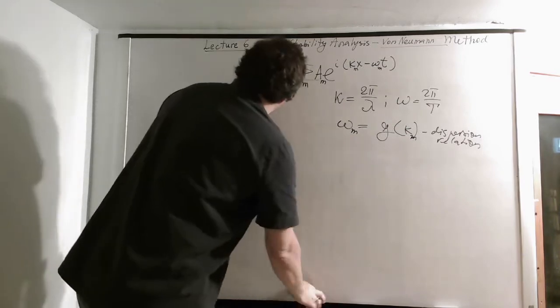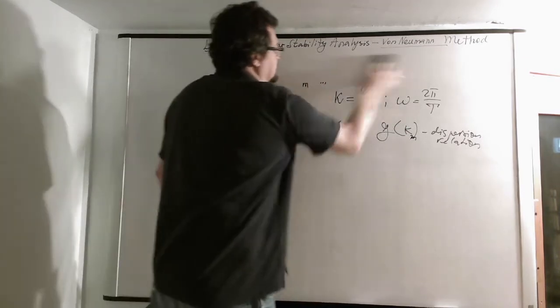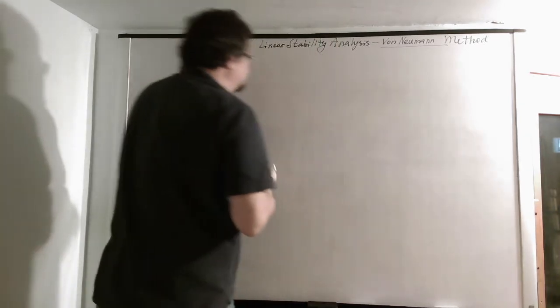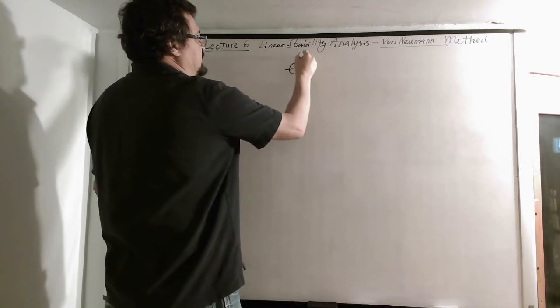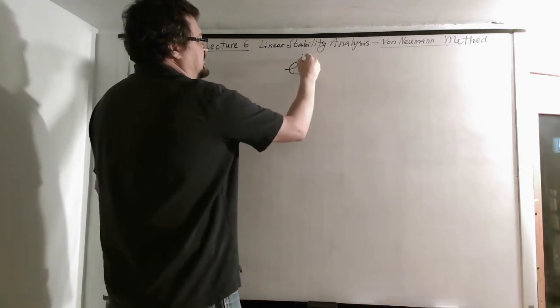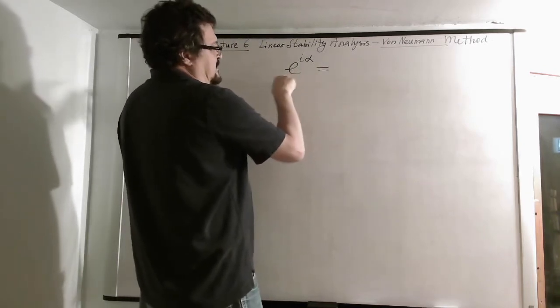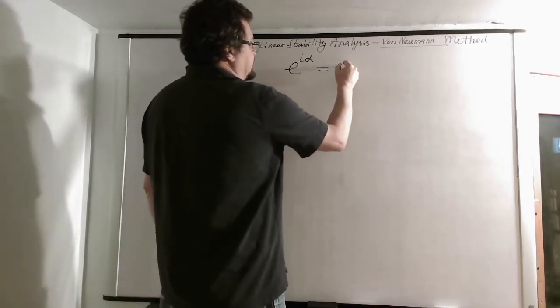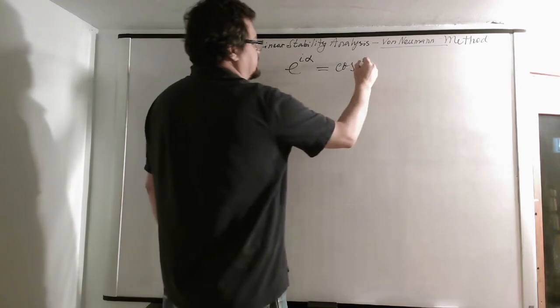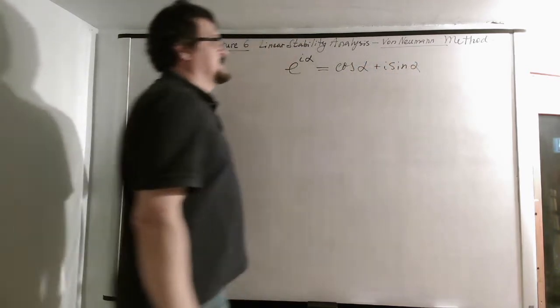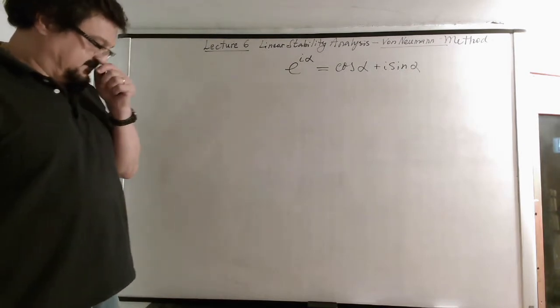So of course it's best to understand this using some example. Oh, by the way, just to remind you what this exponential is, this is Euler's relation: exponent i alpha equals cosine alpha plus i sine alpha.